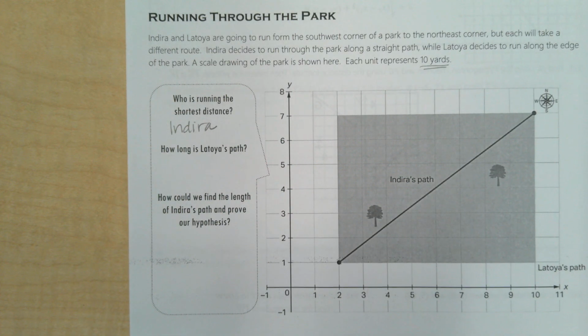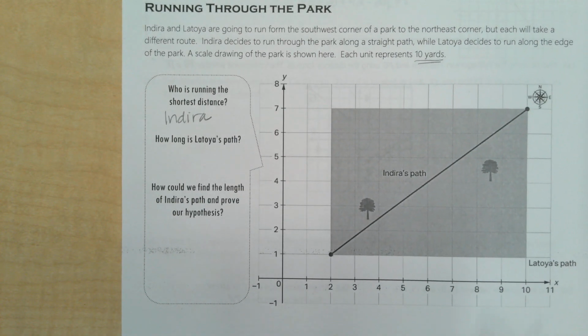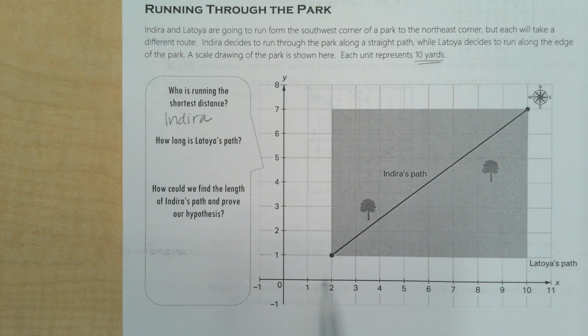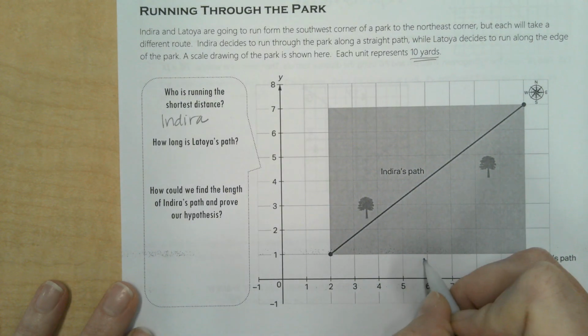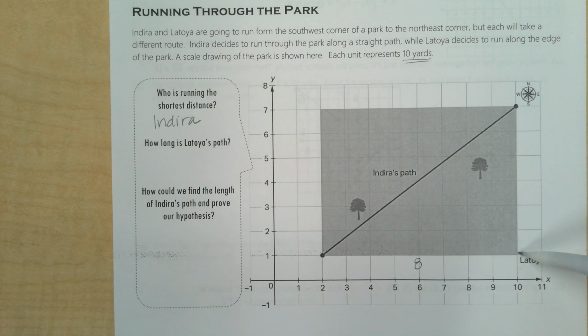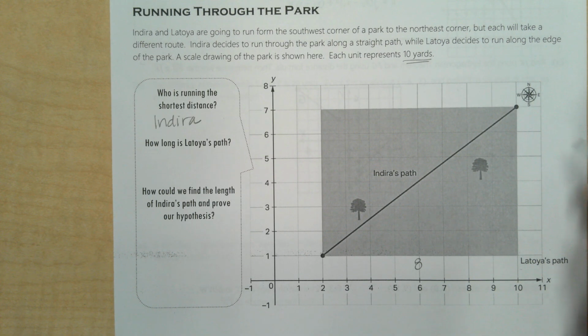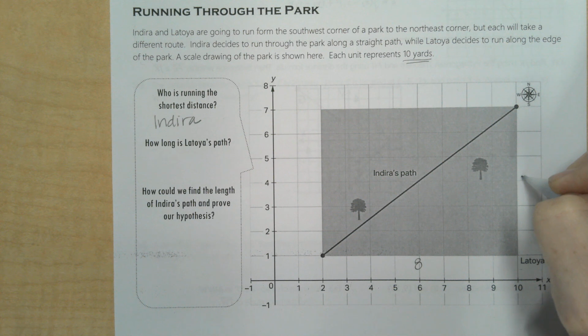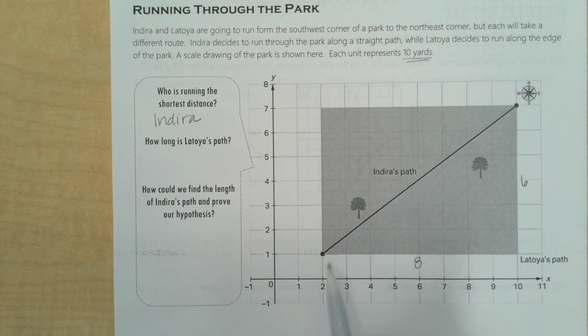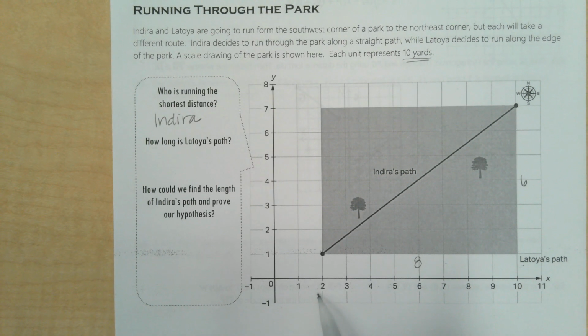Okay, and since we're going to compare them, we need to know the distance of both paths. So we're going to find Latoya's first because that's the easiest, right? We can count it since we're on a coordinate plane. I can either count it or I can take 10 and subtract 2. How many units? 8 units here on this side. Here I'm going from 1 to 7, so how many units on this side? Not 7. 6. You can count it 1, 2, 3, 4, 5, 6, 7, 8, or you can take 10 minus 2 and get 8.